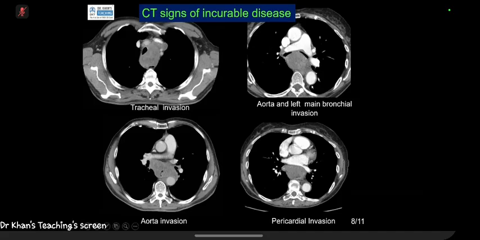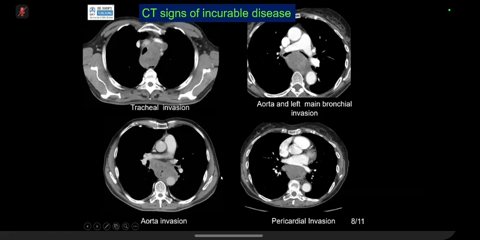Now, if you see here, this is the left main bronchus territory. So this is the left main bronchus, and you can see it is displaced anteriorly, and sometimes you will see that it invades the left main bronchus. Here is the aorta, and I showed you the normal. This is the aorta, this is the vertebra, and you can see soft tissue in this triangle between the aorta and the vertebra. This soft tissue should not be there. So this is taken as a sign of invasion.